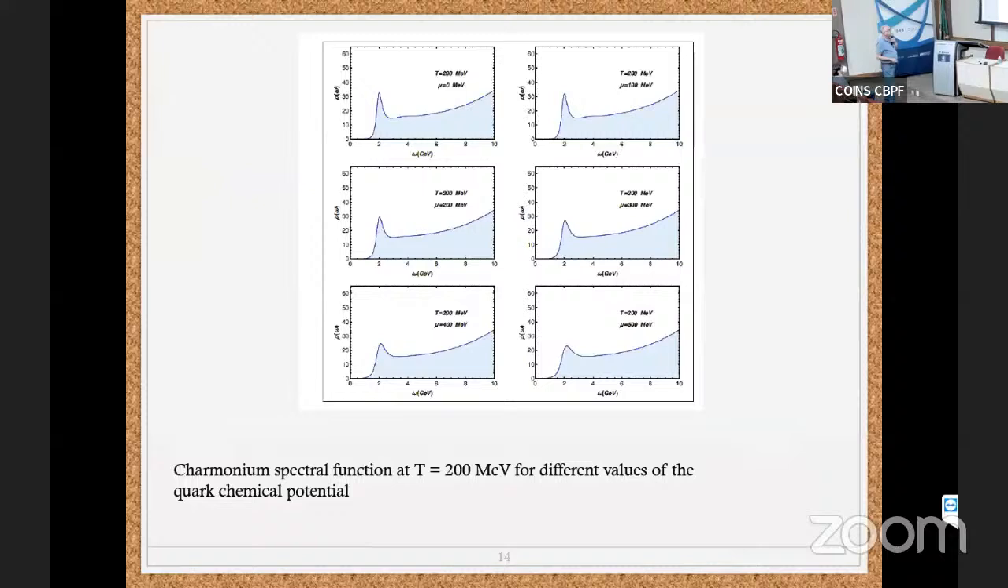This is an analysis now for the behavior under the effect of density of the medium, where again, increasing the density, all these plots are at the same temperature of 200 MeV, and we are just increasing the density and the peaks are becoming smaller and smaller. So density also increases the dissociation in the medium, okay?